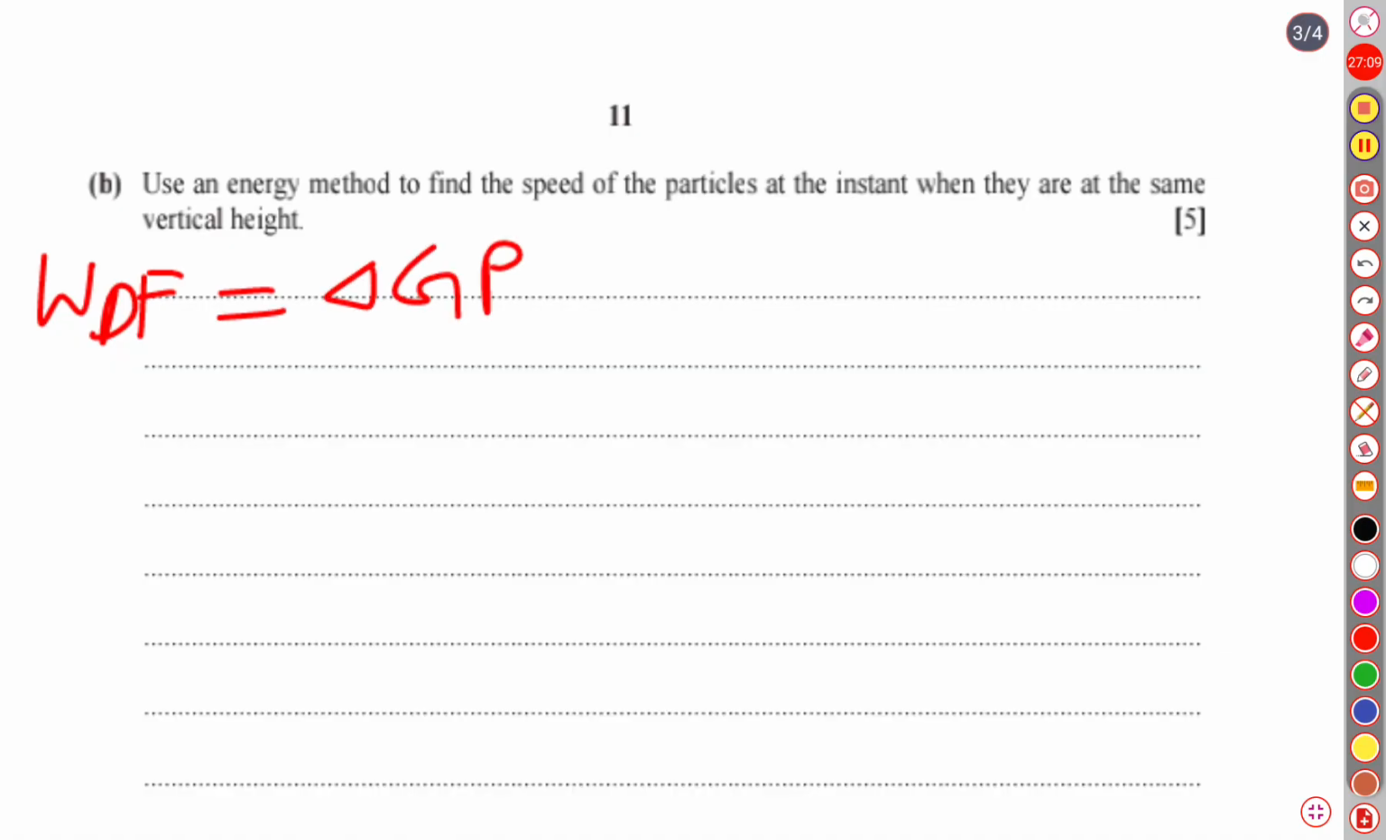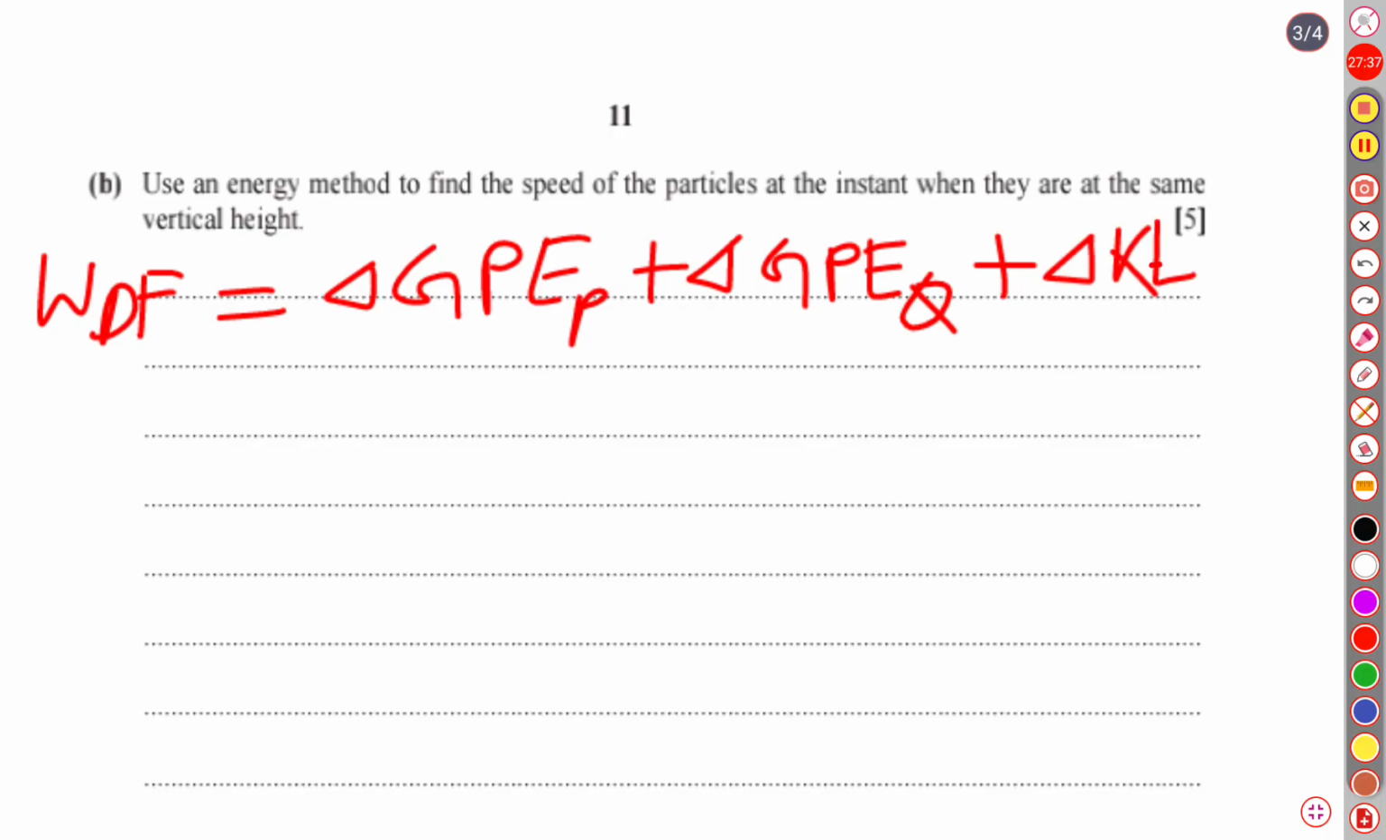As there are two particles, we will calculate individually. GPE first for P, and then plus GPE for Q. Let me write individually, it will be better for you to understand. Then change in kinetic energy for P plus change in kinetic energy for Q, then plus work done by resistance force.